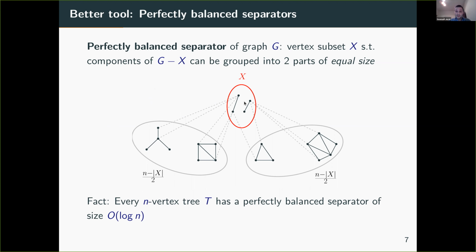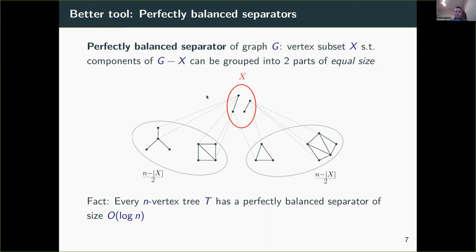So that's a stronger version of separators. A perfectly balanced separator would be a separator so that when you remove your vertices from the graph, there is a way to arrange the components in two sets of exactly equal size. So they will have exactly the same size. So in particular, they will have size at most n/2, but I even ask more strongly that they have the same size. So that's a strong notion of a separator. That's the best you could hope for in terms of separating your graph.